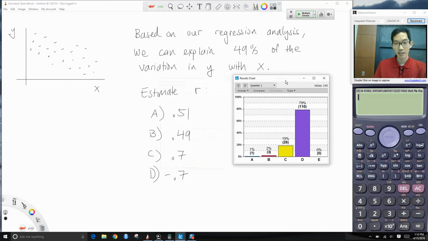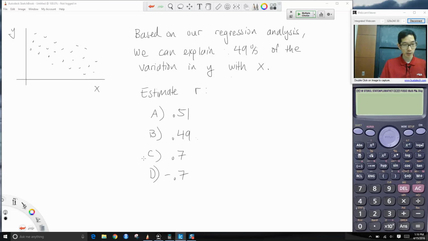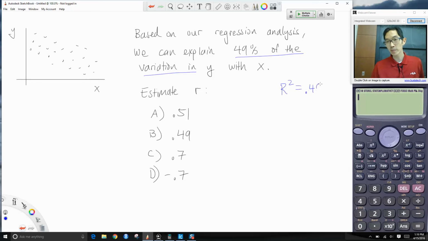All right, and indeed the correct answer is D. Okay, so the sentence: 49% of the variation can be explained. This refers to r squared being 0.49. Okay. And then we know that r should be the square root of r squared, okay?